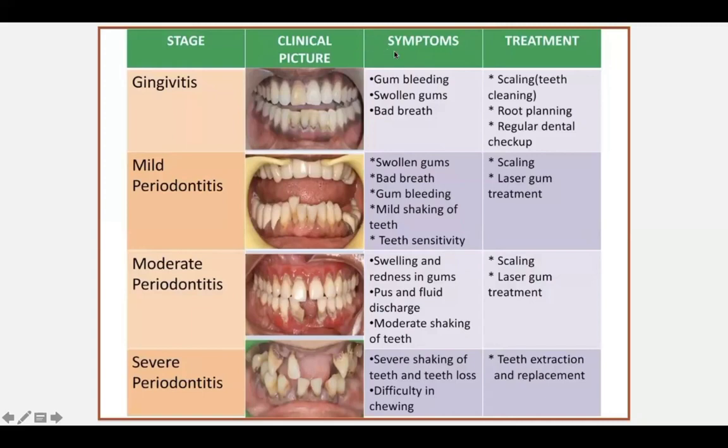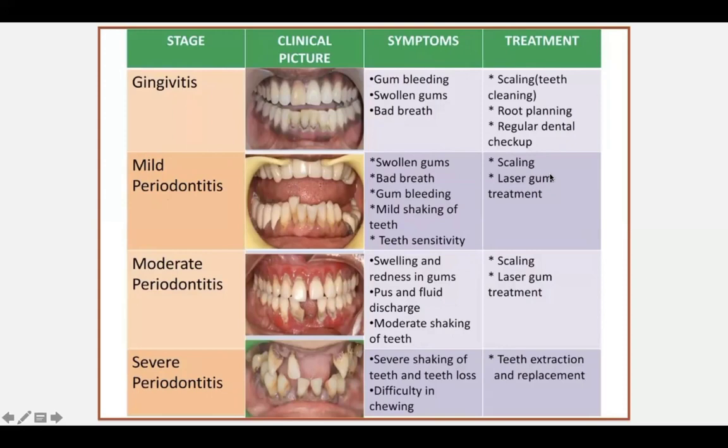Okay, the symptoms, how to distinguish. First, in gingivitis, we have gum bleeding, swollen gums, and bad breath. And other than that, when there is mild shaking of teeth and increased teeth sensitivity, we'll say mild periodontitis. When there is, other than these, pus and fluid discharge and moderate shaking of teeth, we'll say moderate periodontitis.